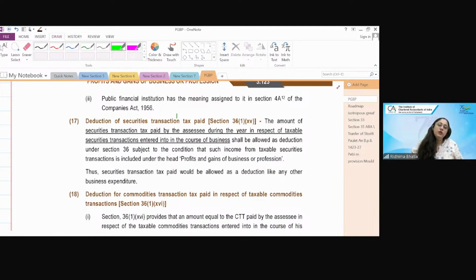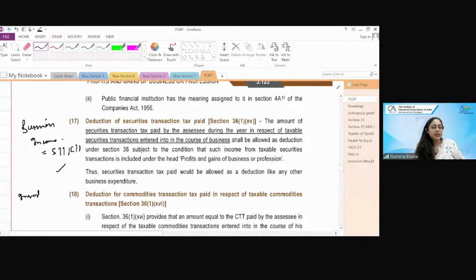So if dealing in shares is my business income, then STT and CTT are allowed. But if dealing in shares is my investment income, that is my capital gain income, then STT and CTT are not allowed. This is written in the proviso to section 48. So from an investor perspective, not allowed, but from a trader perspective, allowed. Any doubt up till now? Shall I move forward?